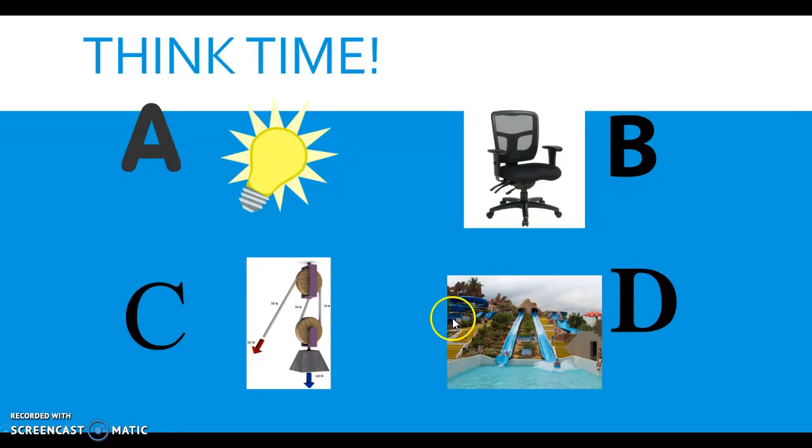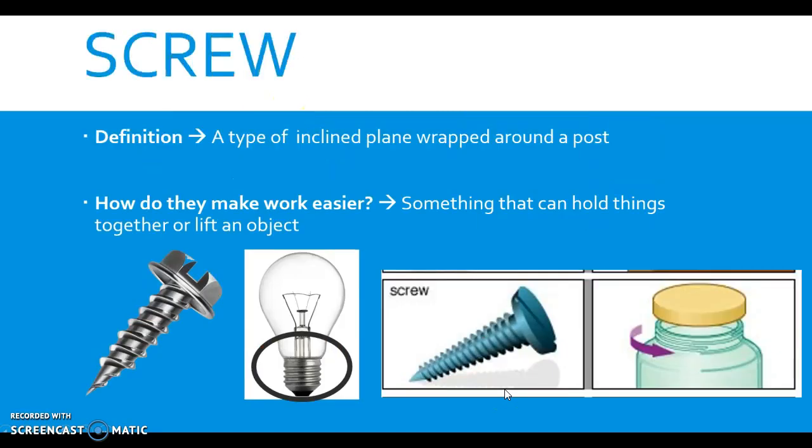So hopefully by now you picked D, the water slide. Yes, it makes going from point A, which is at the top right here, to point B in the water a whole lot easier. Going on, we have our screw as our next simple machine.